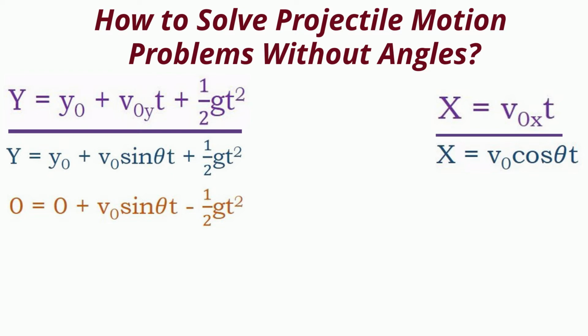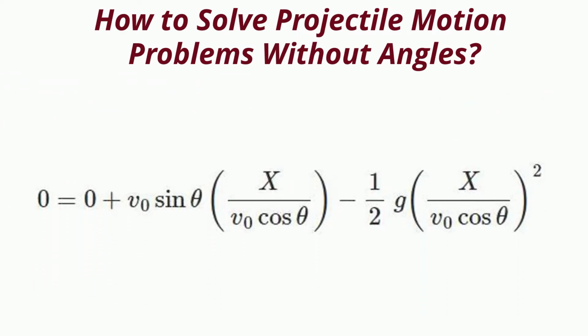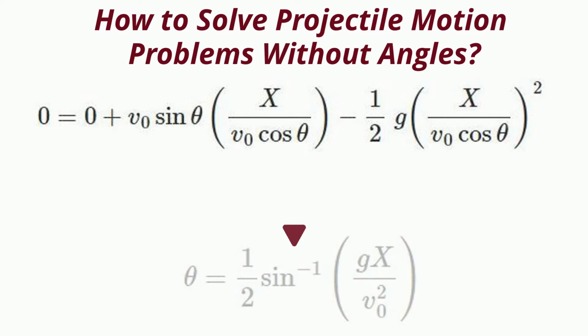When we rearrange the terms in the equation for x, we get t equals x divided by v0 cos theta. Substitute this value of t into the equation of y and the formula looks like this. Simplifying this equation is a long process, but once simplified, the problem becomes easier. On simplification, this equation becomes something like this.